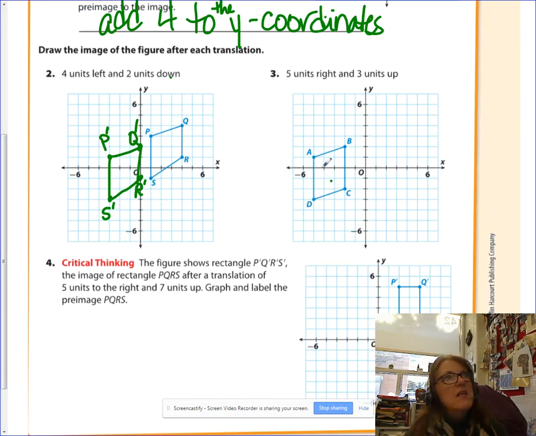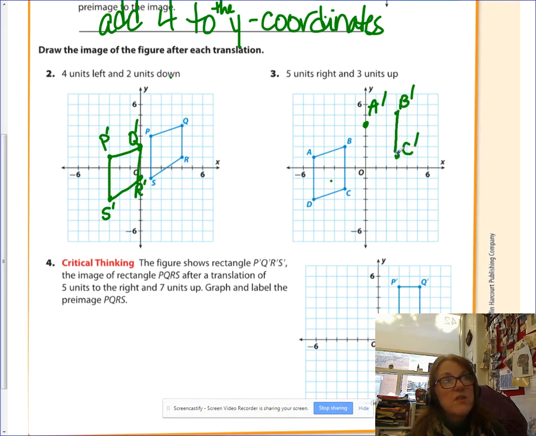A, B, C, D, 5 to the right and 3 units up. 1, 2, 3, 4, 5. 1, 2, 3. There's your A prime. 1, 2, 3, 4, 5. Up 1, 2, 3. There's B prime. 1, 2, 3, 4, 5. 1, 2, 3. There's C prime.